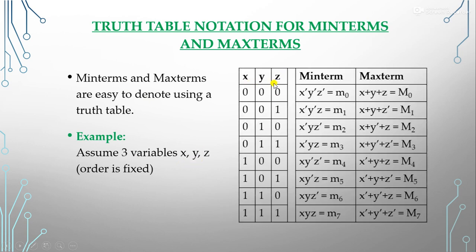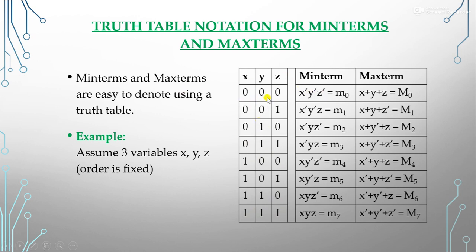If we have three variables, we know that we have 8 combinations of the three variables here: 0 0 0, 0 0 1, 0 1 0, 0 1 1, 1 0 0, 1 0 1, 1 1 0, and 1 1 1. So like that we have the 8 combinations here. Now, how to write the min terms and max terms of these variables?